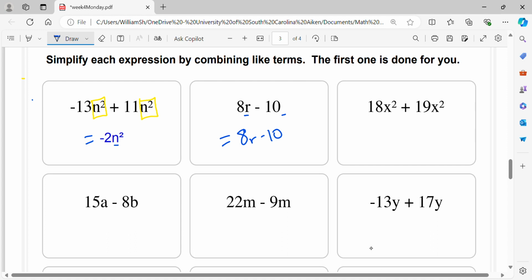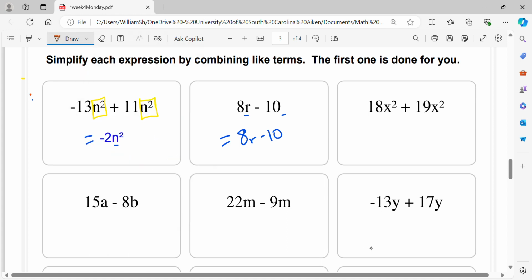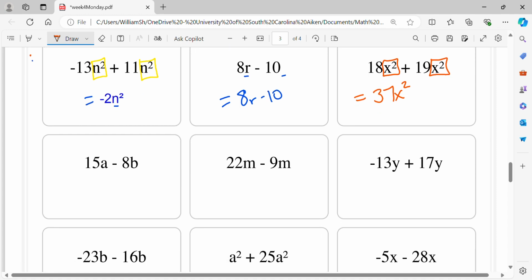All right, my like term in the next one here says 18x squared plus 19x squared. These do have like terms. The like term here is the x squared. They both have an x squared, so they can be combined. 18 plus 19 is going to give us 37x squared. Okay. All right, let's look at the next one.